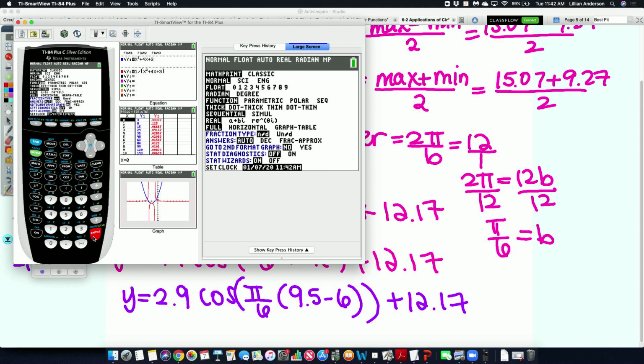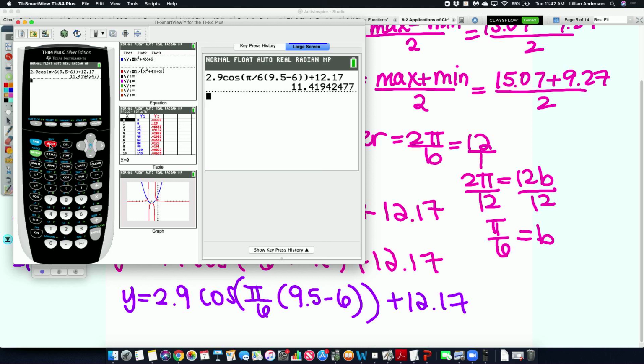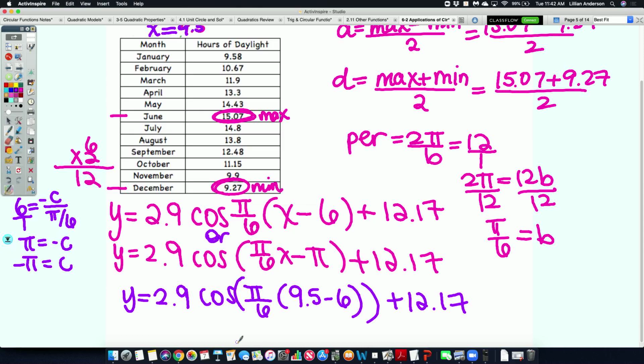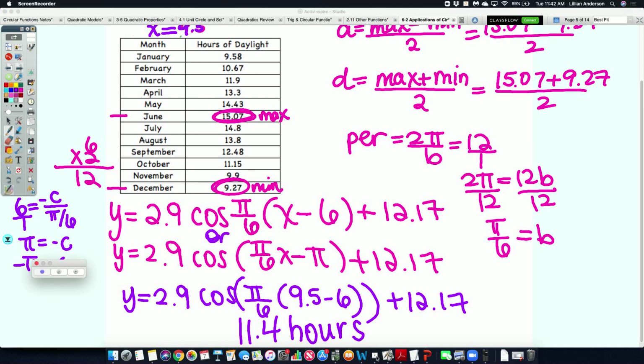So if you press second mode, it gets you out of that screen. And you can press enter to get the entire thing that you just typed back in, and then it'll give you that number. So how many hours of daylight? It'll be 11.4. All right, let's look at the next one.